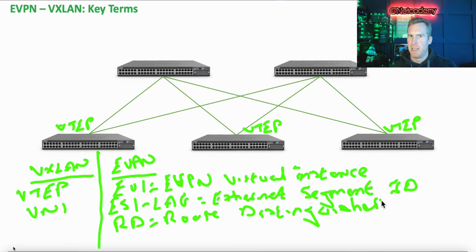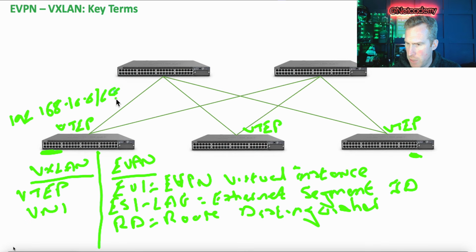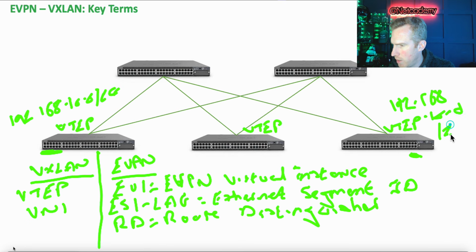Now, route distinguisher is quite literally distinguishing different routes from each other. It's giving them a sense of uniqueness, and that's important because if we look at this switch here and this switch here, they could be advertising into the network, just for example, a 192.168.10.0/24 network over here, but on this switch over here, it could also be advertising a 192.168.10.0, also a /24. Now that's going to create some problems in the routing world, isn't it?